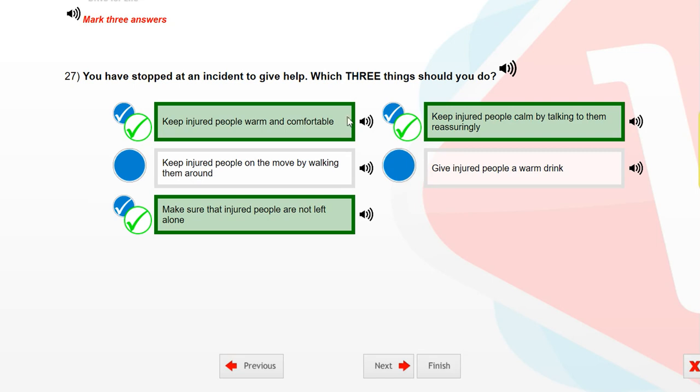You have stopped at an incident to give help. Which three things should you do? Keep injured people warm and comfortable. Make sure that injured people are not left alone. Keep injured people calm by talking to them reassuringly.